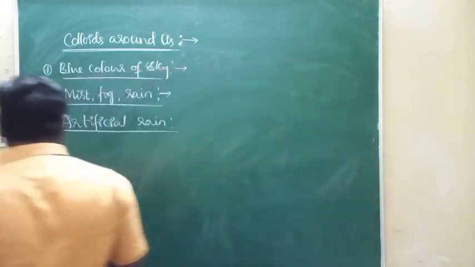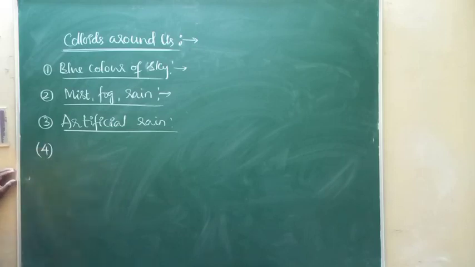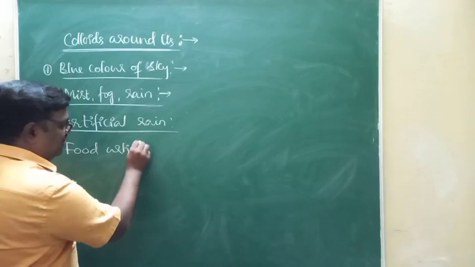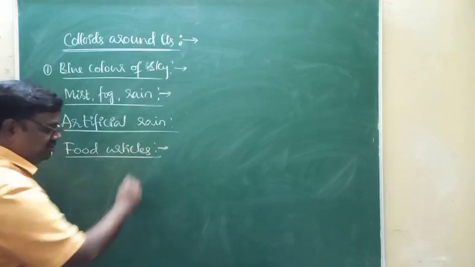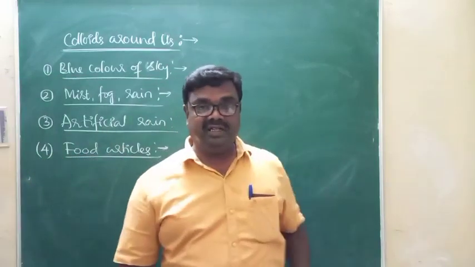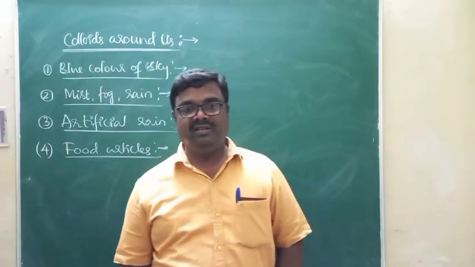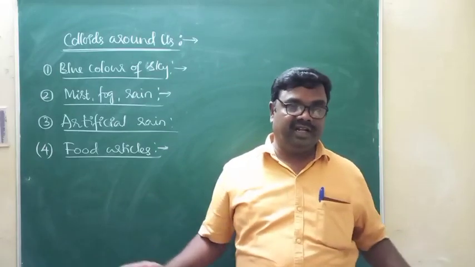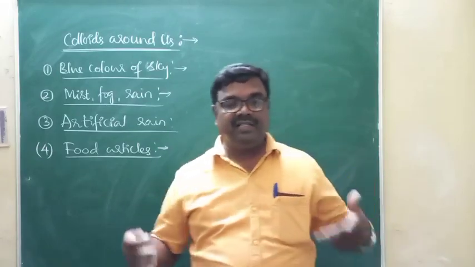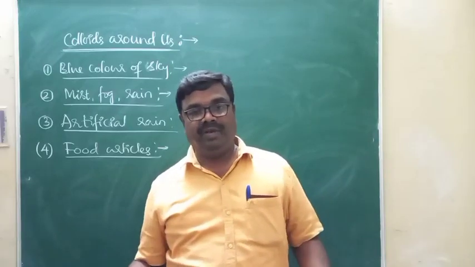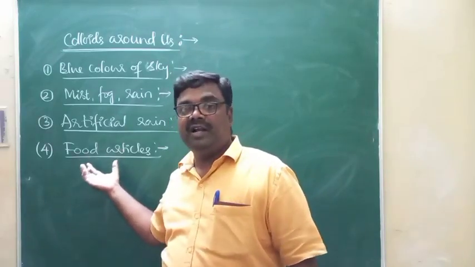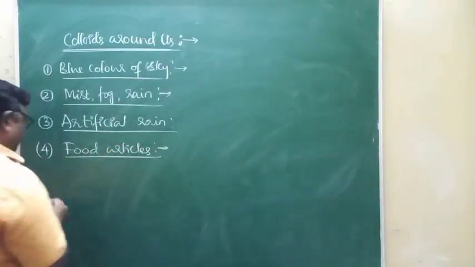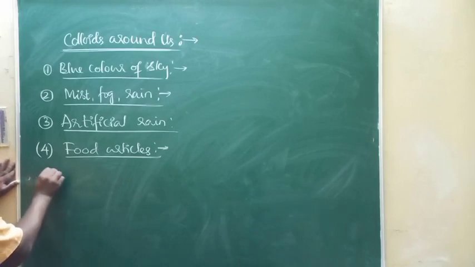Apart from that, as far as colloids around us are concerned, whatever food articles that we are using are colloidal in nature. That means fruit juices, fruit jams, butter, milk, cheese, ice cream. These are the food articles that we are using in our day-to-day life. They are all colloidal in nature. Colloidal particles are generally characterized by larger surface area. Because of that, these colloidal food articles can be easily assimilated in our body. So this is one more important aspect as far as colloids around us are concerned.